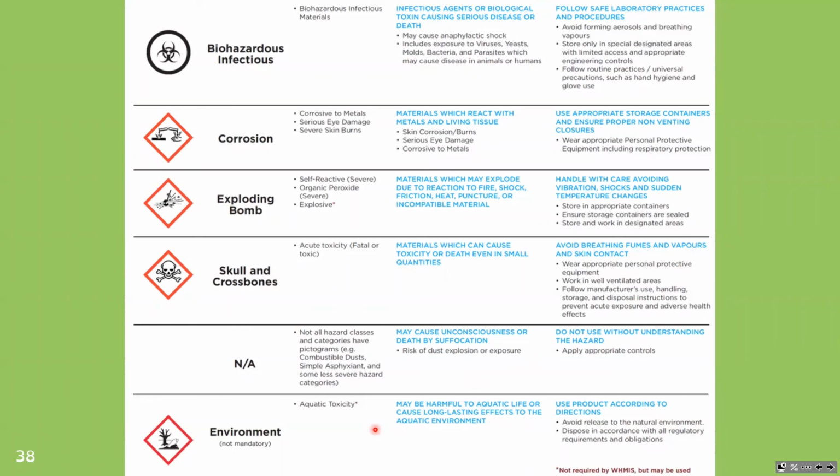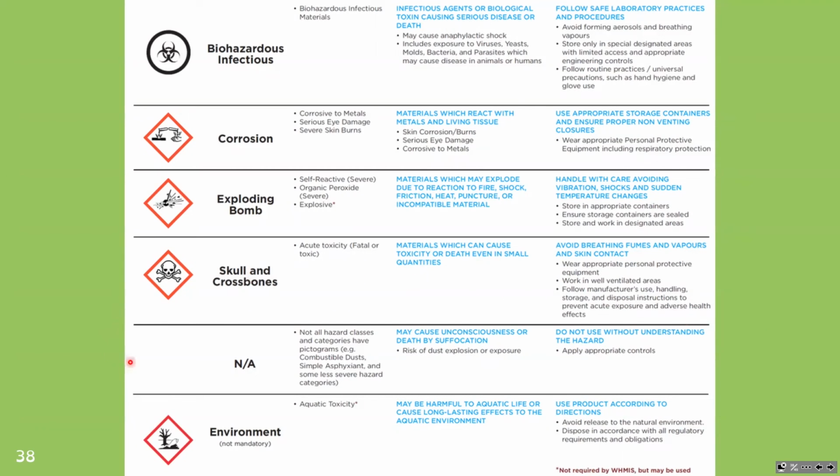Then we have our skull and crossbones again, which is acute toxicity, fatal or toxic. Materials which can cause toxicity or death even in small quantities. And safe handling is to avoid breathing fumes and vapors and skin contact, wear appropriate protective equipment, work in well-ventilated areas, follow manufacturer's use, handling, storage, and disposal instructions to prevent acute exposure and adverse health effects.